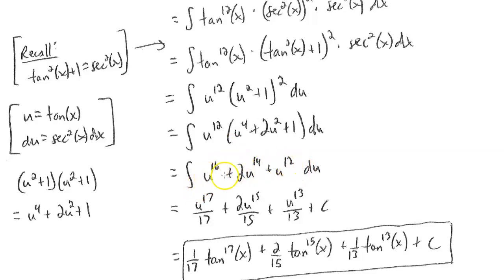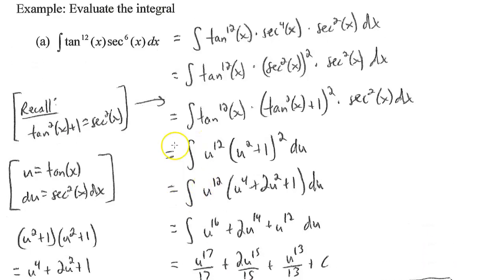And this is easy to integrate. The integral of u to the 16th is u to the 17th over 17. Then we get 2u to the 15th over 15 plus u to the 13th over 13 plus c. And finally, plug in what the u is. The u is tangent, and so this is our final answer. So again, notice what we did was we broke off a secant squared.